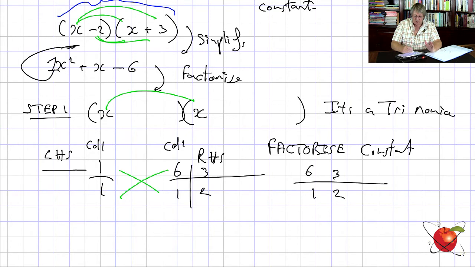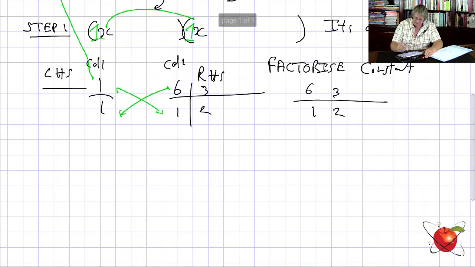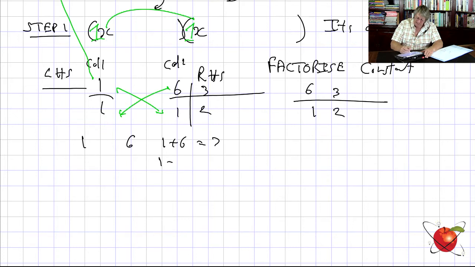Column 1, the left-hand side, is this guy here. It's only a 1 and a 1, because there's no coefficient of x squared. It is 1. So I'm going to cross multiply those two. What do I get? I get 1 times 1 is 1 and a 6. So I get a 1 and a 6. Then let's add them. 1 plus 6 is 7 and 1 minus 6.